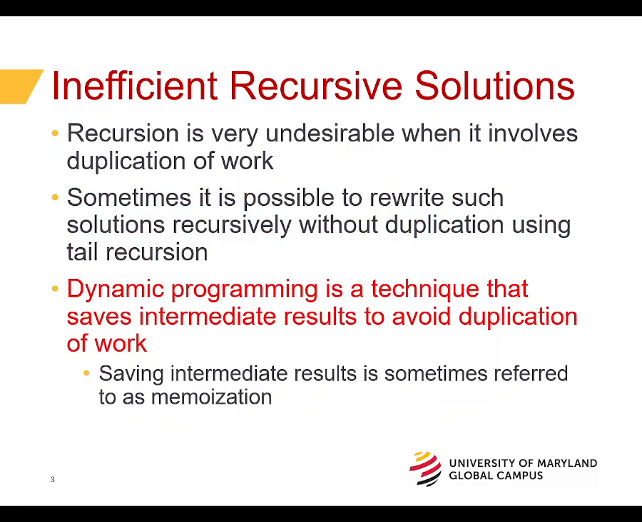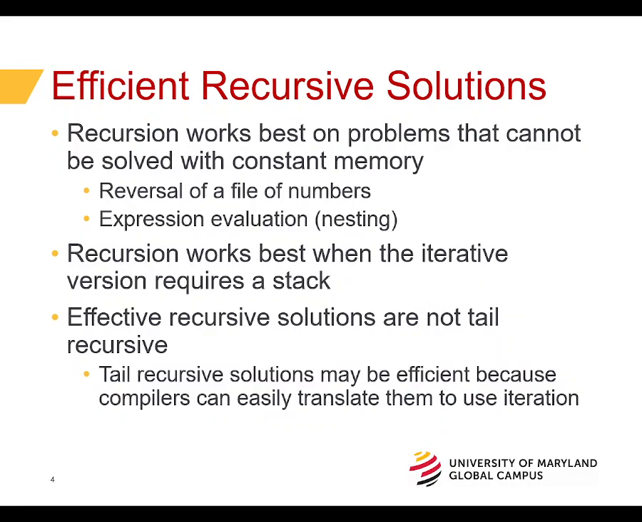Dynamic programming is a technique that saves intermediate results, which avoids the duplication of work and can eliminate the inefficiency. Dynamic programming solutions often replace recursion with iteration, but it is also possible to still use recursion as long as the intermediate results are saved. The term memoization is often used to describe the process of saving those intermediate results.